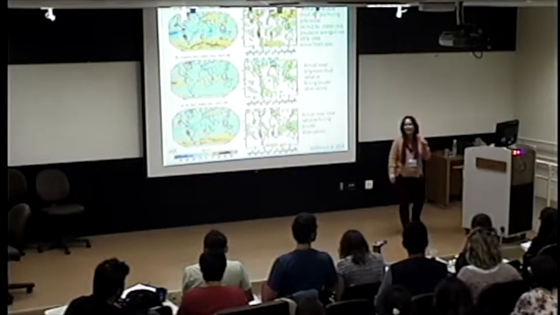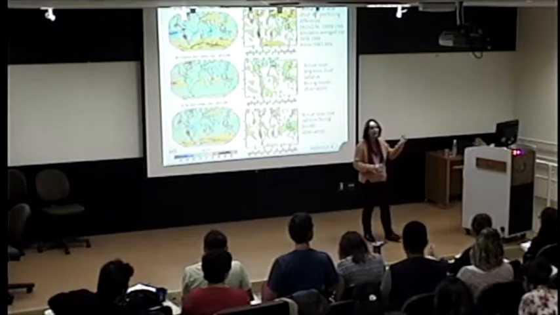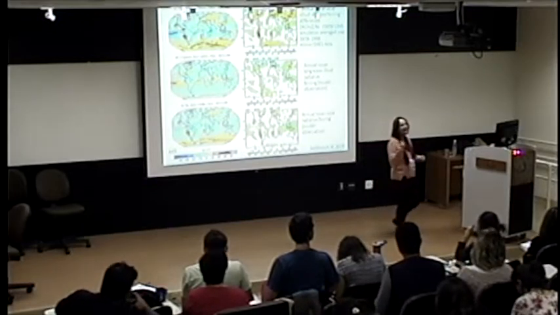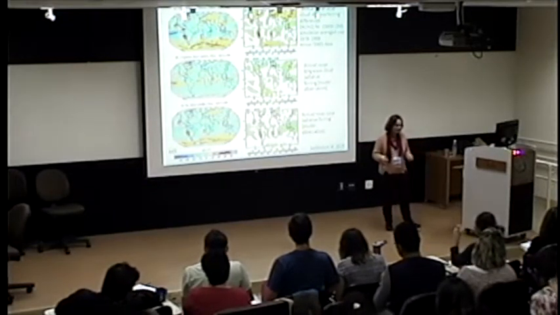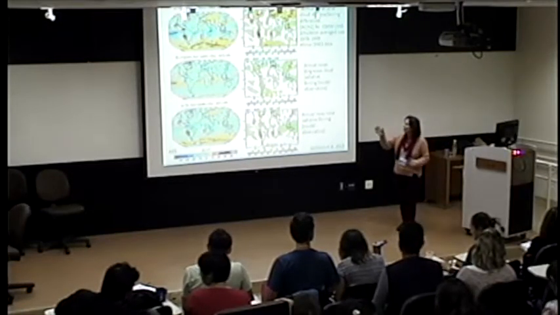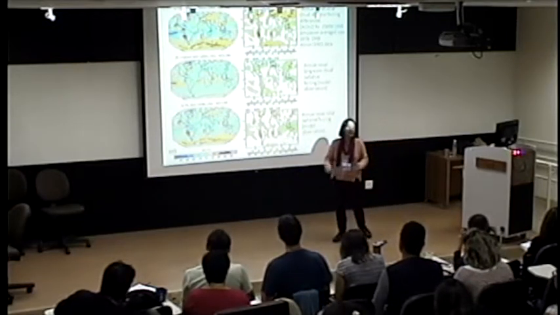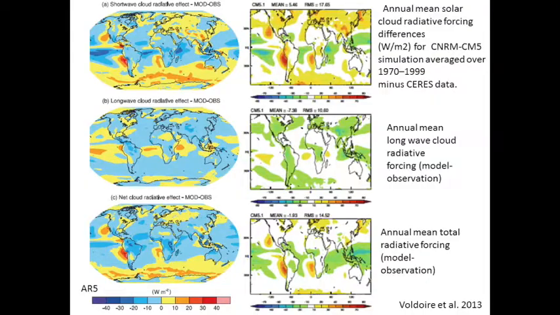So we will continue with the evaluation of some of the variables, and then we will talk about the projections, okay? So here I am showing the CMIP5 results of radiation, and one model that is the same model that I showed before, of a French model. Only to show some common aspects.